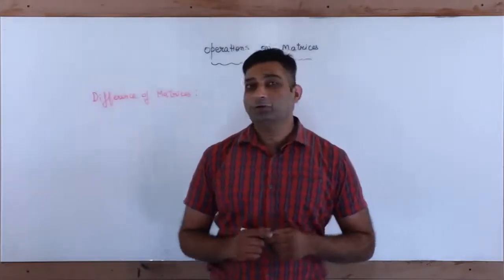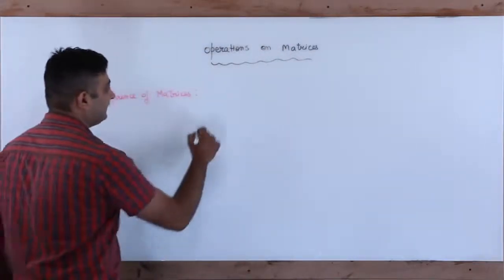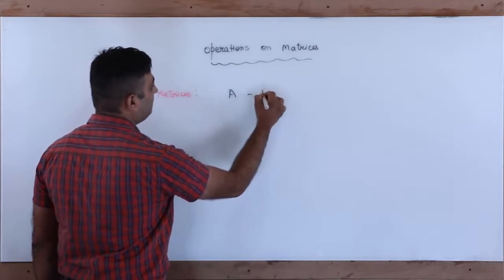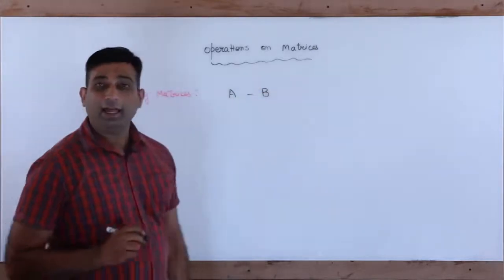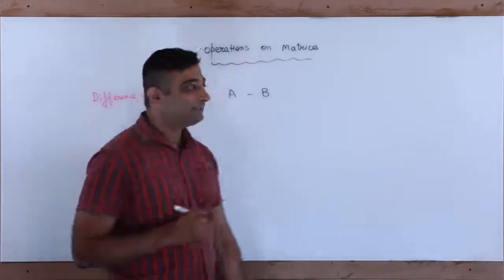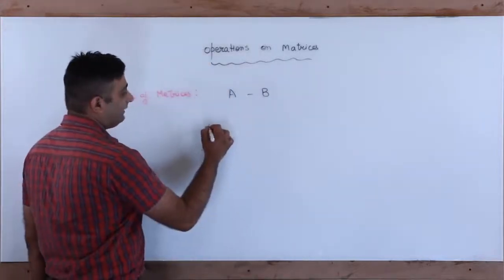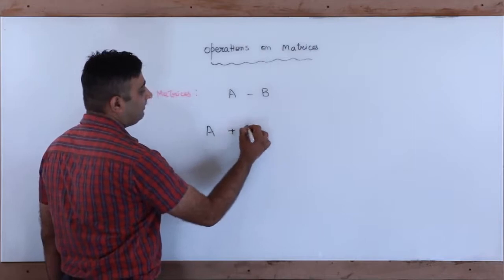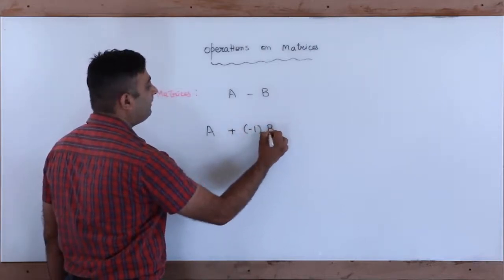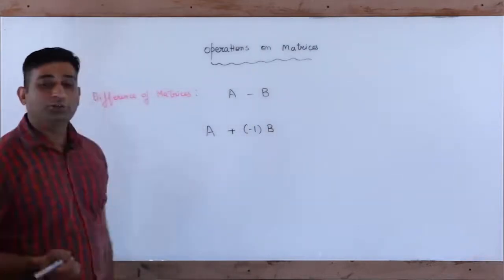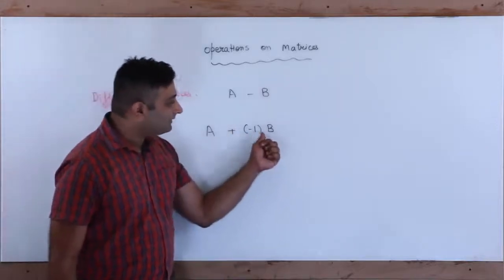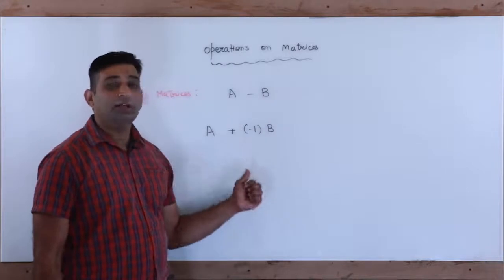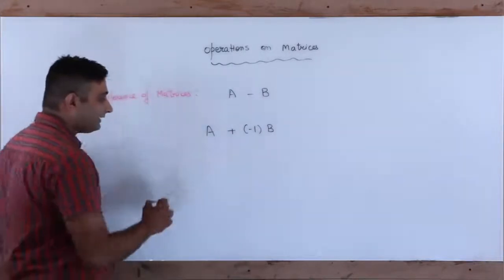Now let us discuss the difference of matrices. A minus B is said to be the difference of matrices if the order of A and the order of B is the same. That means it can be written as A plus minus 1 into B. That means we have added two matrices, but the second matrix is multiplied by a scalar minus 1. Let us take an example.